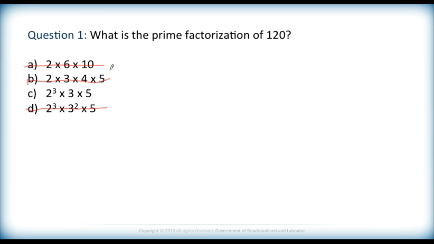Next, C, 2 to the exponent of 3 times 3 times 5. 2, 3, and 5 are all prime factors. 2 to the exponent of 3 simply means 2 times 2 times 2, times 3 times 5. All of that multiplied together will give us 120, and they are all prime factors. So the answer here will be C.